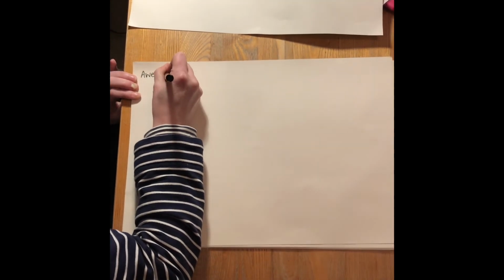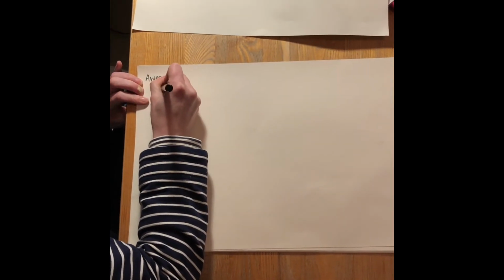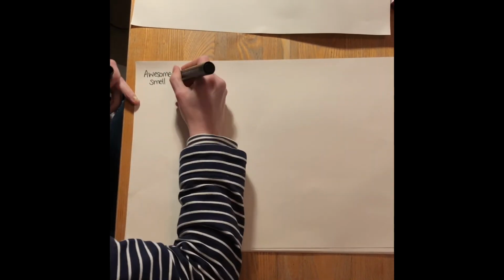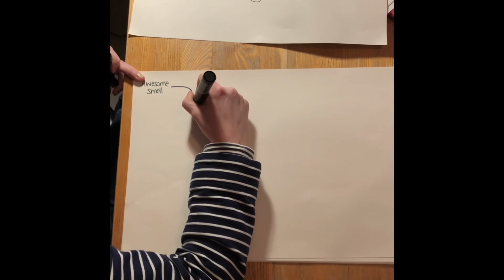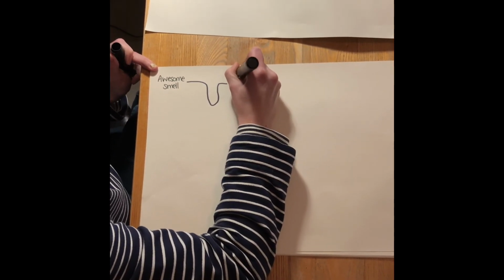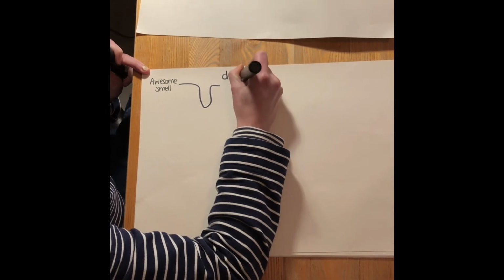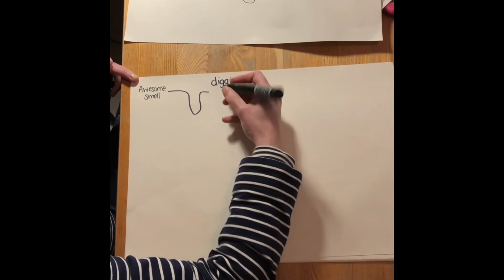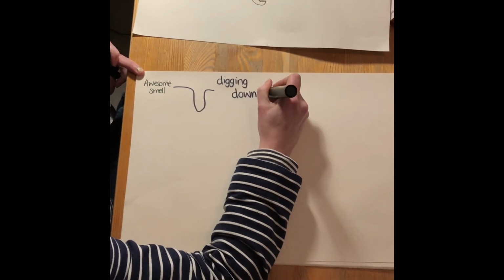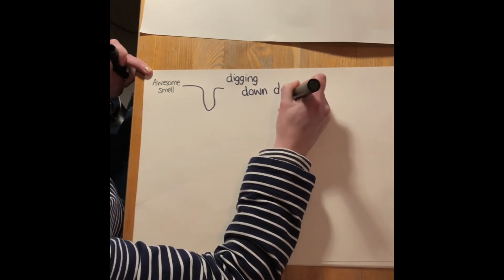Awesome smell. Now because he could smell this really awesome smell, he started to dig, didn't he? So he started to dig down. So I'm going to do a little hole to show he's digging. And I like the words that they used in the story there, because they said digging, but they also said down deep, because he did have to dig really far down, deep underground.